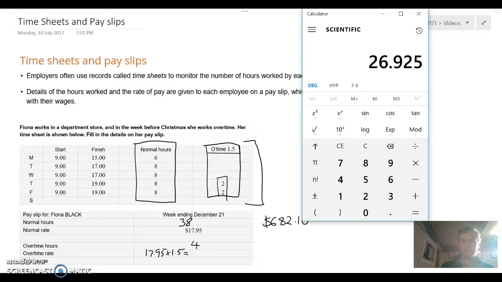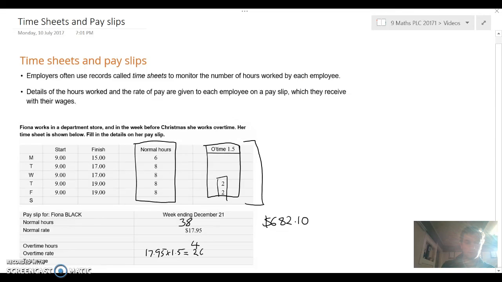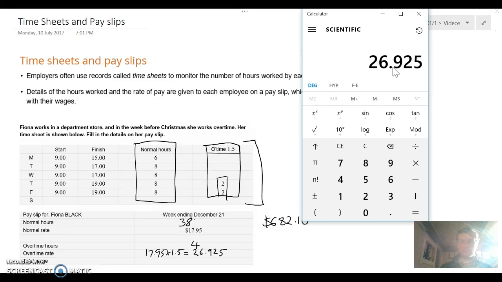So that's $26.925. Same as we did before, where we calculated our normal wage by taking the hours and multiplying it by the normal rate, we're going to do the same for the overtime. I've already got the 26.925 in the calculator, and we're just going to multiply that by 4. So in total, her overtime is $107.70.